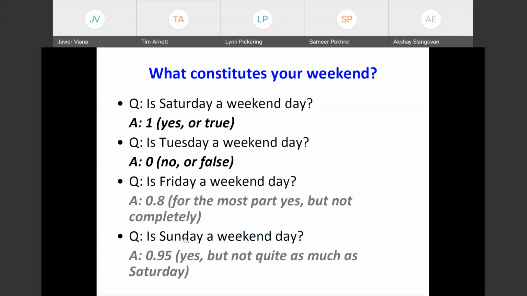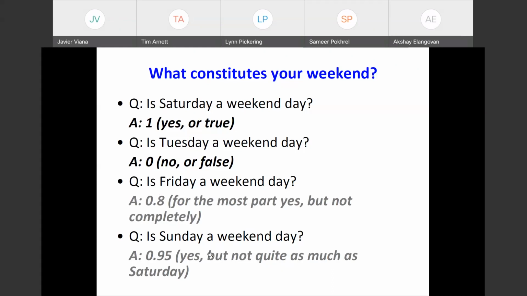And what about Sunday? Well, sort of the same situation, but in reverse, where the early part of the day is absolutely a weekend day. But that evening, you're getting prepped for the work week, you're going to bed earlier, all these things.